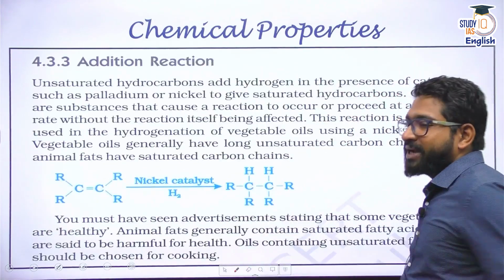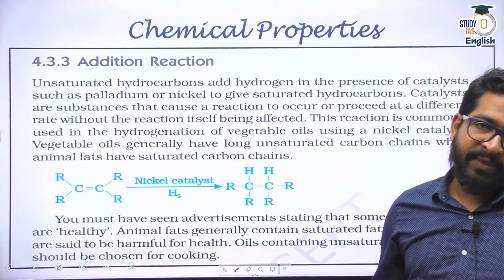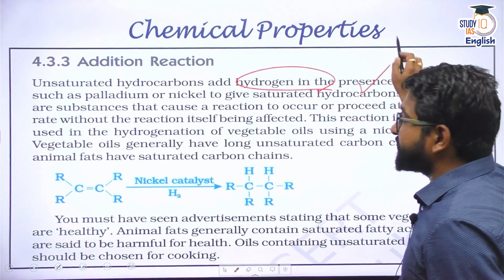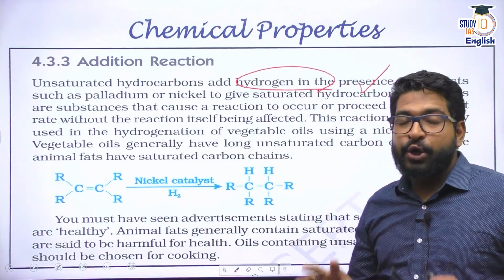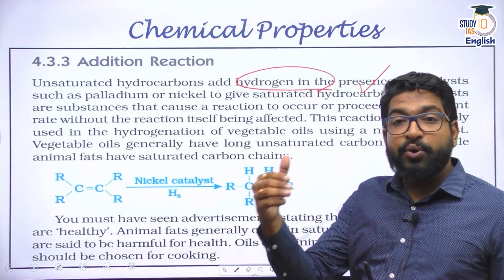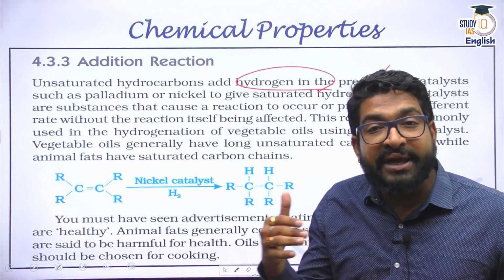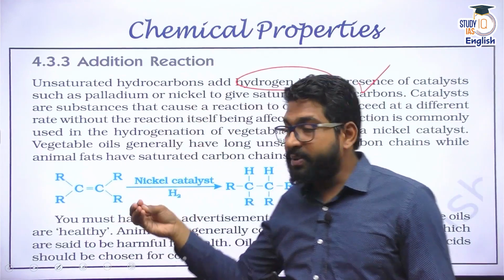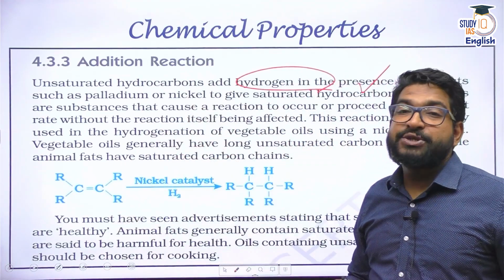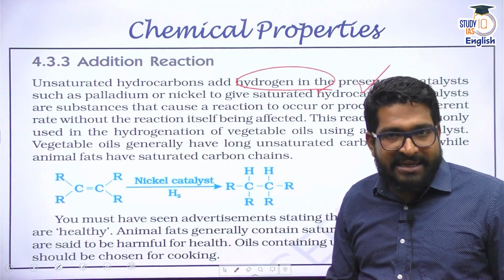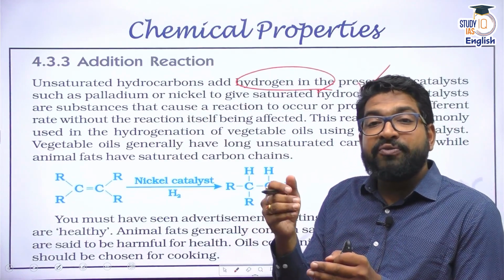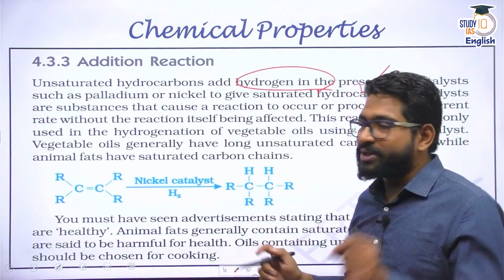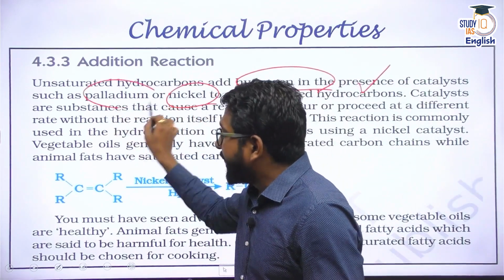Apart from that, addition reaction. This is very important. Addition means adding hydrogen, in the presence of some catalyst, to a hydrocarbon. When I add hydrogen to it, it is called hydrogenation. How can I add hydrogen to a hydrocarbon compound? It is through some sort of catalyst. A catalyst is something that enhances the rate of the reaction. For hydrogenation, we use catalysts like nickel or palladium.